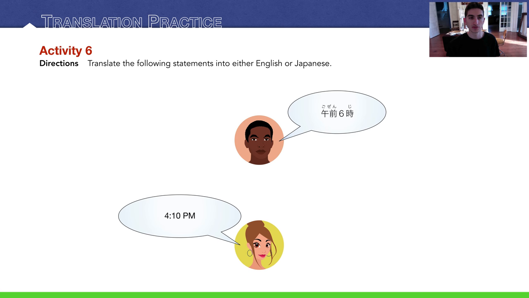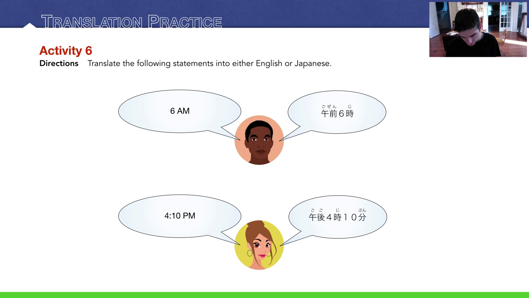Okay, moving on to activity 6, translation practice. Translate the following statements into either Japanese or English based on what you're given. Pause the video if you need time. I'm going to show the answers right now. Gozen 6 ji is 6 in the morning. 4:10 p.m. in Japanese. How would you say that? 午後4時10分.